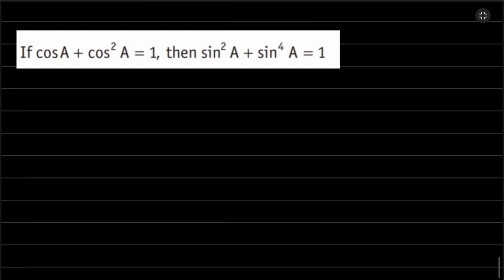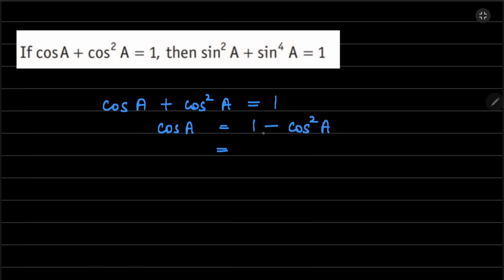If you are given cos A plus cos square A equal to 1, then you have to show that sine square A plus sine to the power 4 A is equal to 1. Again, a very, very easy question. Let's do it. You are given cos A plus cos square A is equal to 1. So let's find out what is cos A. It's nothing but 1 minus cos square A. What is 1 minus cos square A? It is sine square A. Right? So this is nothing but your cos A.